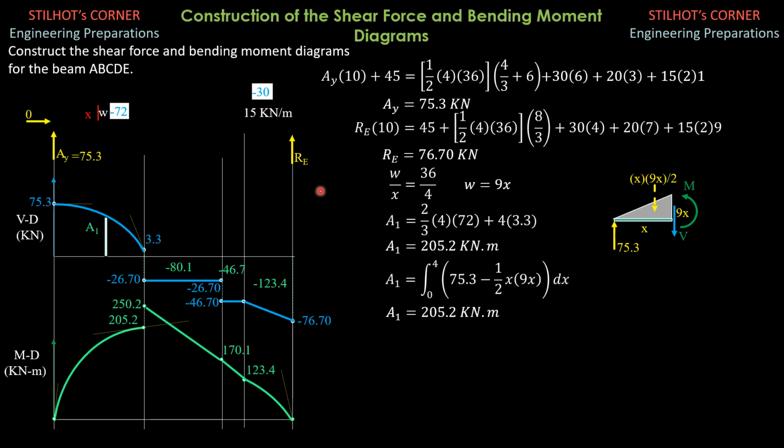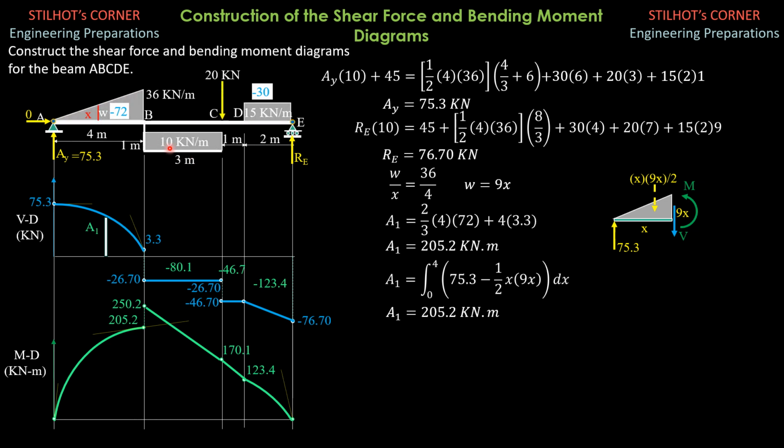So here is the problem. Construct the shear force and bending moment diagrams for the beam ABCDE. So this is the original beam, and for the segment AB, it has a varying load from 0 to 36 kilonewtons per meter.